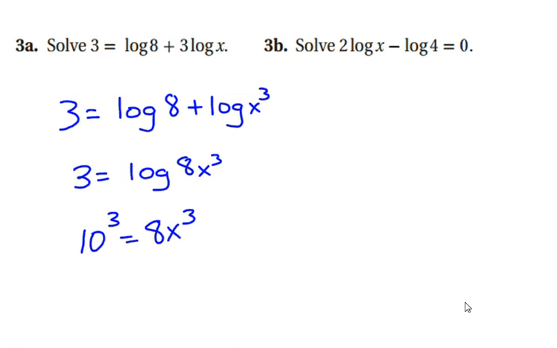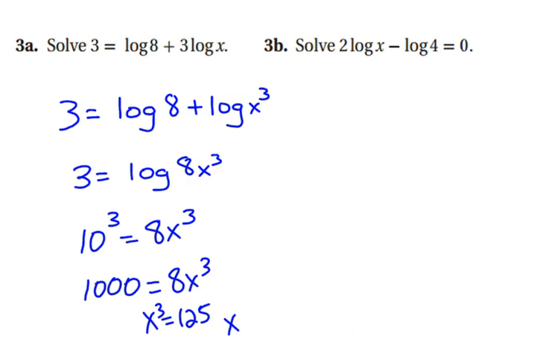10 to the third is 1,000 equals 8x cubed. So we just divide both sides by 8. So we get x cubed equals 125. And the cube root of 125, hopefully you can all figure that one out. It's just 5, because 5 cubed is 125. So x equals 5. And you can plug that back in and check it out if you'd like. And I think you'll find that that works out quite nicely.